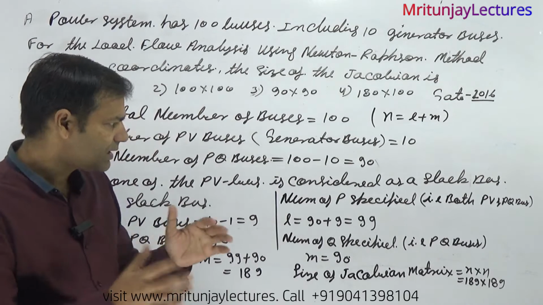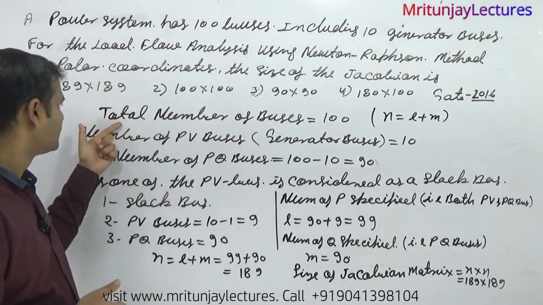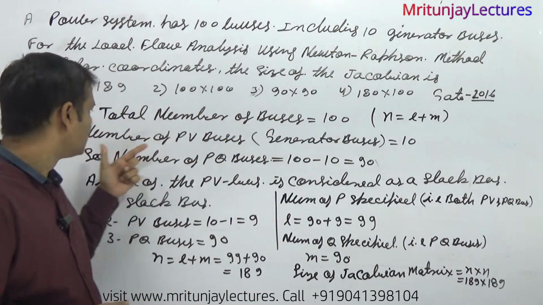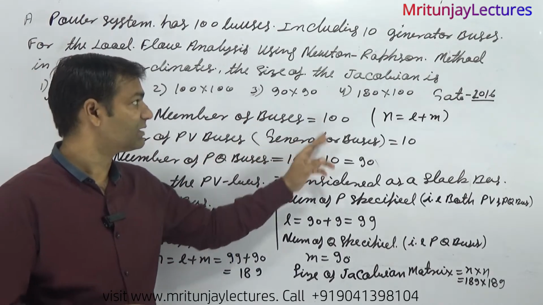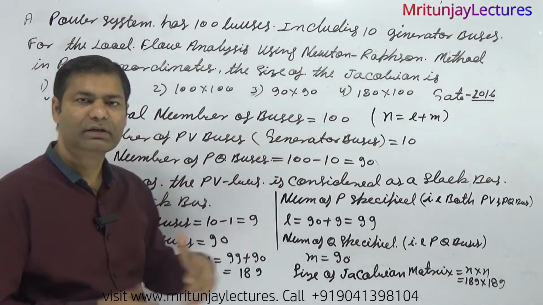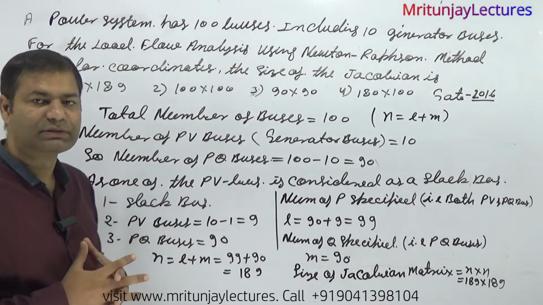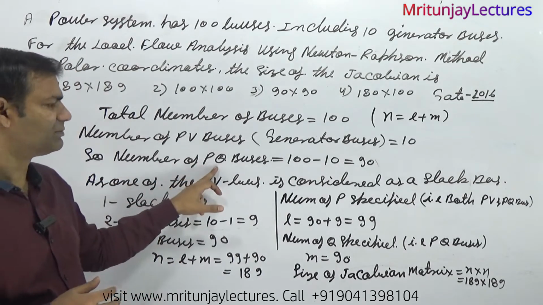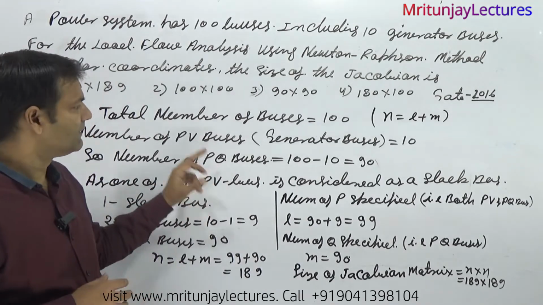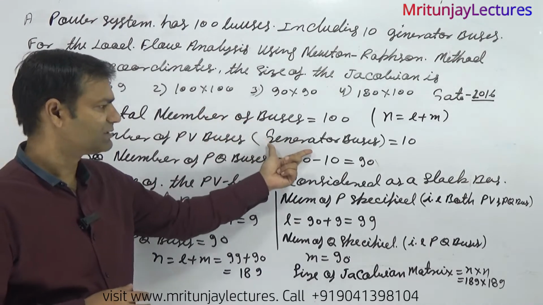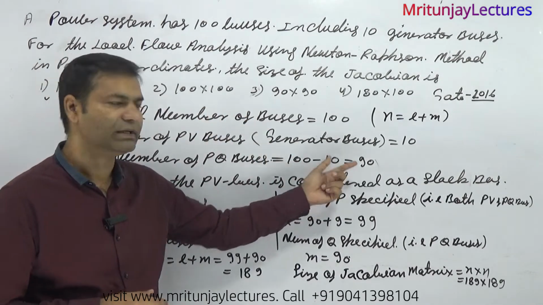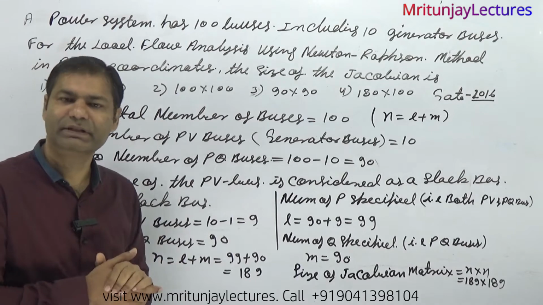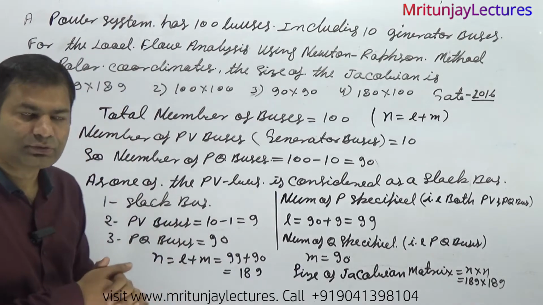According to the question, the total number of buses is 100, and the number of PV buses, that is generator buses, is 10. Now what about load buses? The number of load buses, that is PQ buses, is the total number of buses minus generator buses, that is 90.